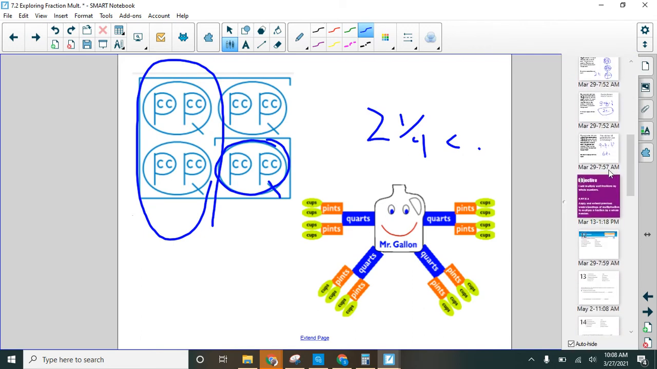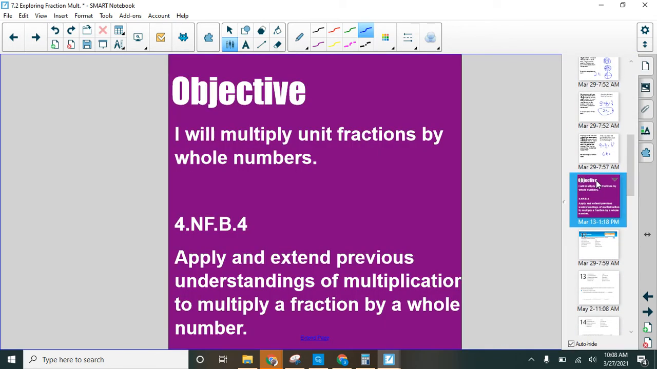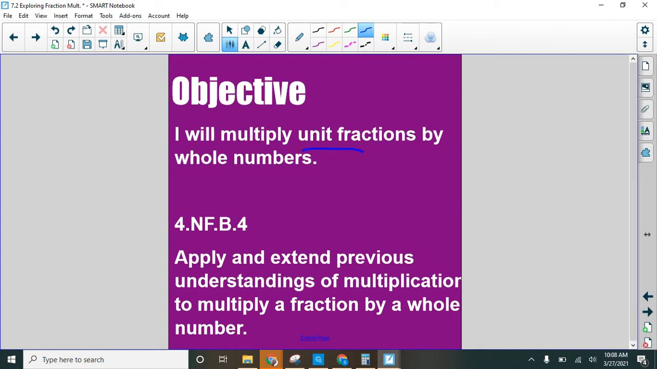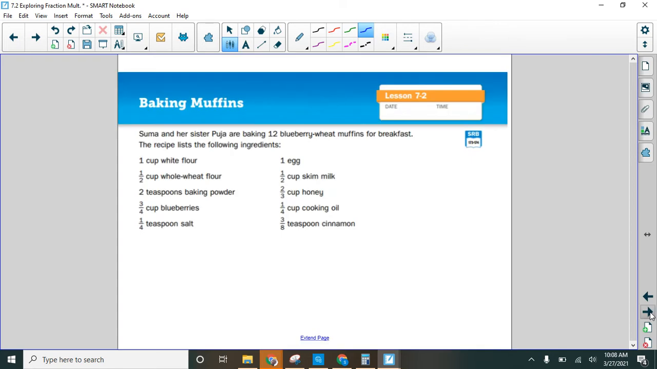Okay, so our goal here, right? We're working with multiplying unit fractions by whole numbers. We're going to use more of the fractions with the ones on the top, right? That's what a unit fraction is. It has a 1 as the numerator. Okay, and this is going to help us to learn about multiplying a fraction times a whole number. So let's get into this math journal page. Go ahead and open up to lesson 7.2.